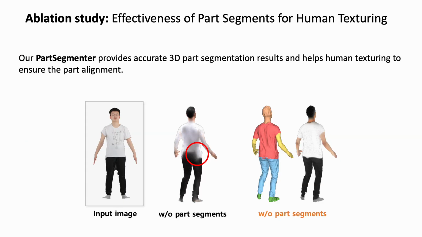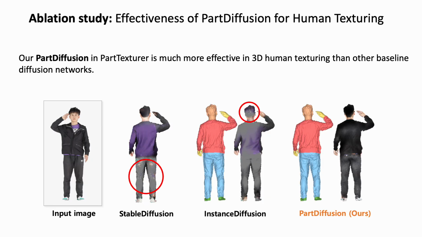Here is our ablation study. By using Part Segmenter, we can obtain accurate 3D part segmentation results and help with human texturing to ensure the part alignment. This figure demonstrates that our proposed part diffusion is much more effective in 3D human texturing than other diffusion networks, such as stable diffusion and instant diffusion.